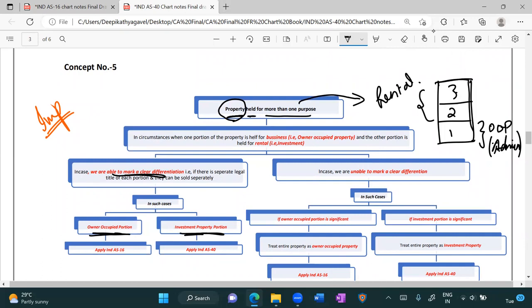So in case you have a property which is held for more than one purpose, the standard says, see whether you are able to mark a clear differentiation. What do you mean by marking a clear differentiation? Is there a separate legal title? If there is a separate legal title, then for the owner-occupied property, apply Ind AS 16, property, plant and equipment. And for the investment property, apply Ind AS 40, investment property.